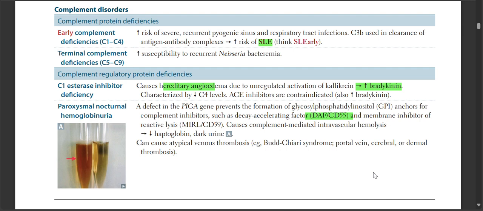So now, do you guys know what Budd-Chiari syndrome is? The hepatic vein, right? Yeah, Budd-Chiari syndrome is basically a compression of the hepatic vein. There are three things you need to remember for Budd-Chiari syndrome: these patients will develop ascites, abdominal pain, and also hepatomegaly. So that's the triad of Budd-Chiari syndrome. Okay.